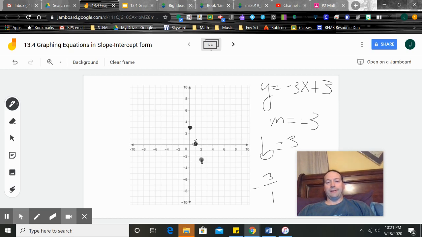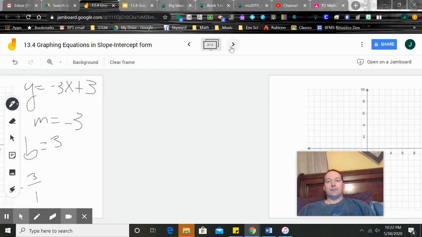Now, is that the only way I can do it? No. Because it just means one has to be positive, one has to be negative. So we keep doing the rise as negative and the run as positive. You can switch that. If I do a positive rise, I need to do a negative run. That'll give me the same thing, right? Because positive divided by negative is negative. So now I just connect the dots. Not so bad. I have graphed from the equation.